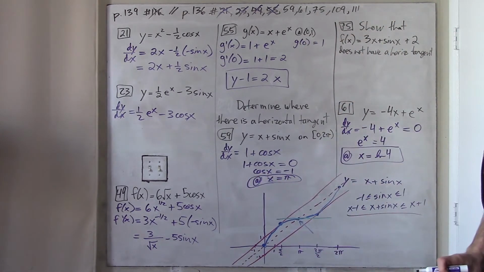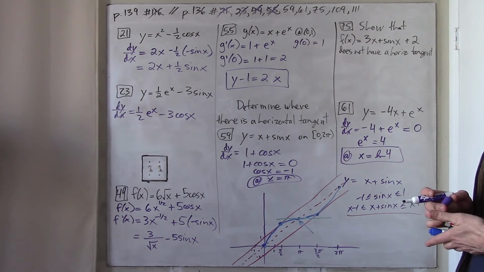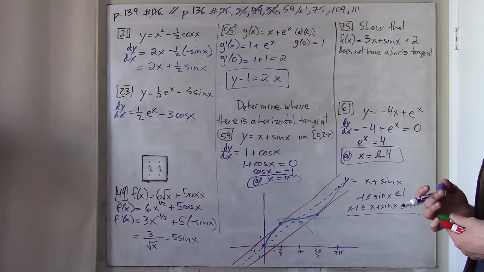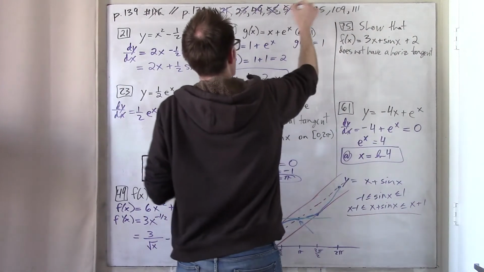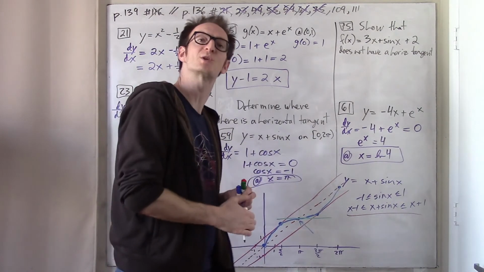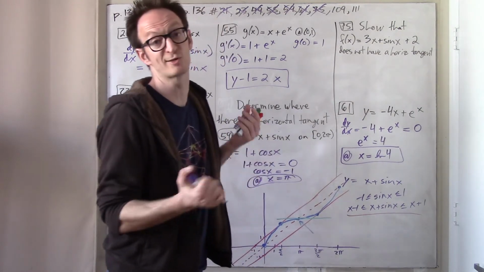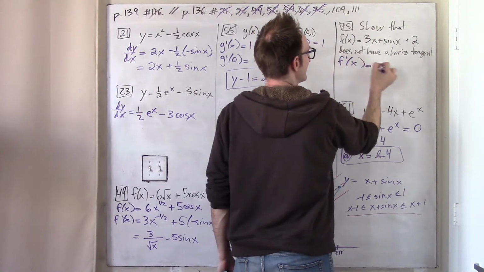Okay, 75 says, take this function, 3x plus sine x plus 2, and show that it never has a horizontal tangent. Well, a function has a horizontal tangent if the derivative is 0, so I just need to show that the derivative of this function is never 0. And, okay, maybe this is kind of easy, I didn't leave myself much space.